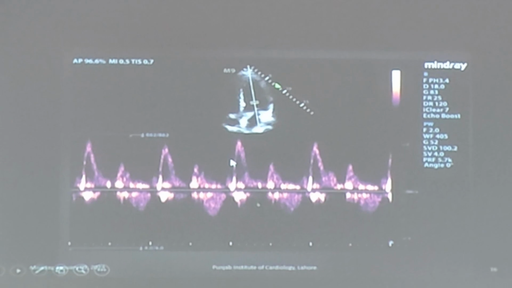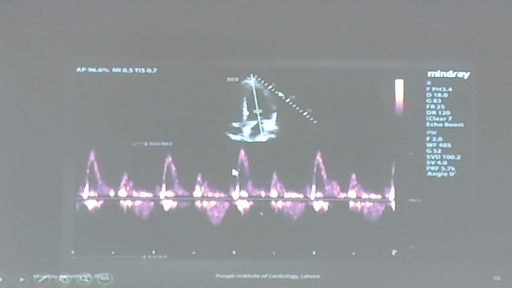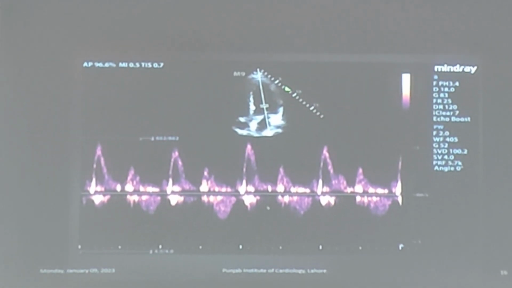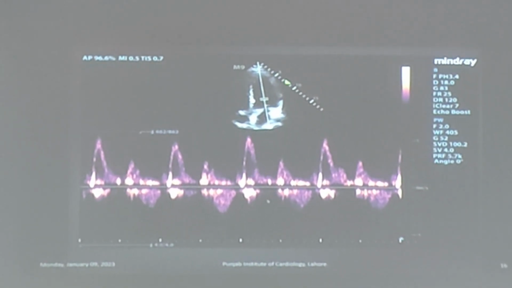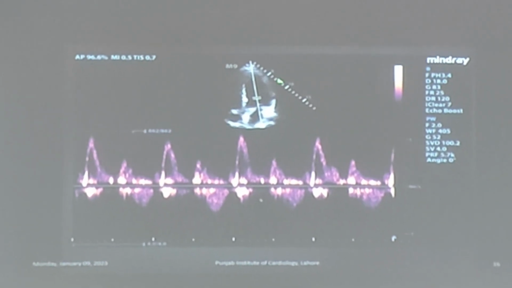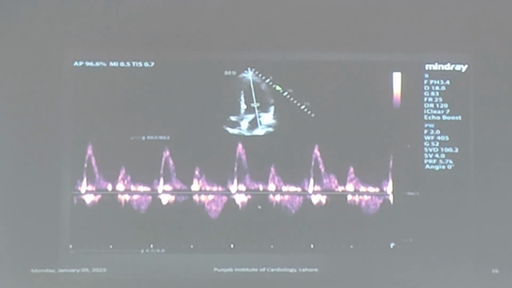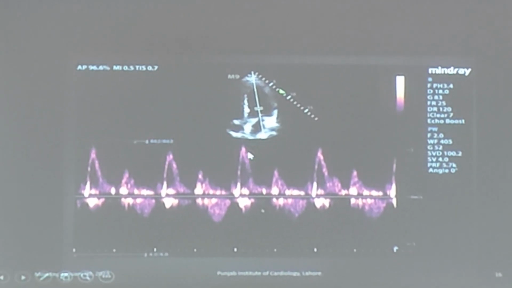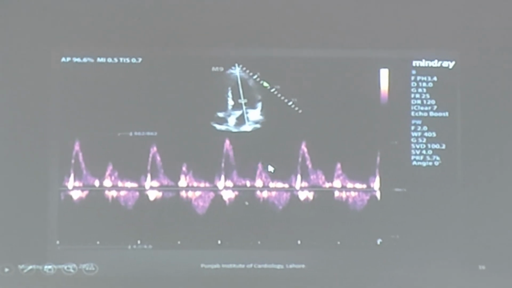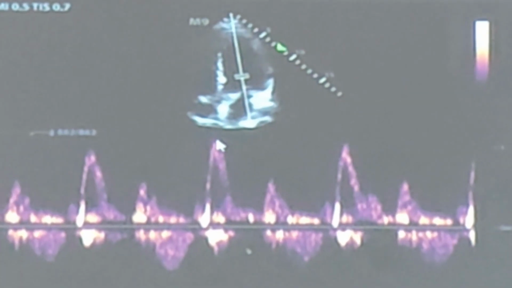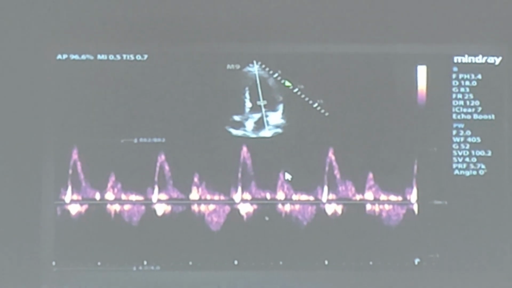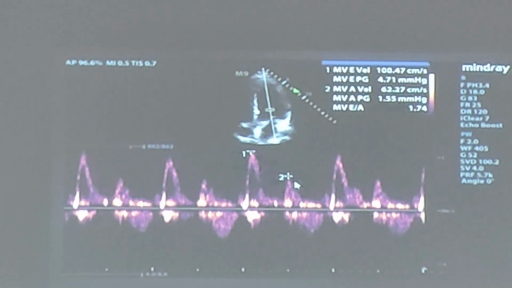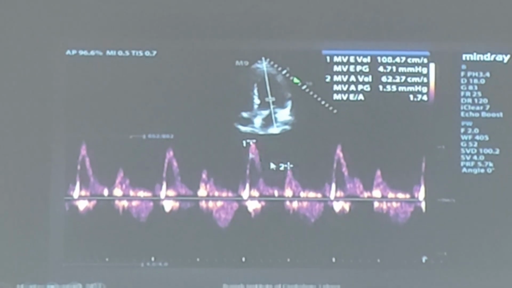It is very difficult, if you see, to say what is going on here. Actually, it is the closure and opening of the mitral leaflet, as I have shown in the previous picture. That was E and that is A. E is passive filling of the LV and A is the atrial kick. So these two peaks should be measured.